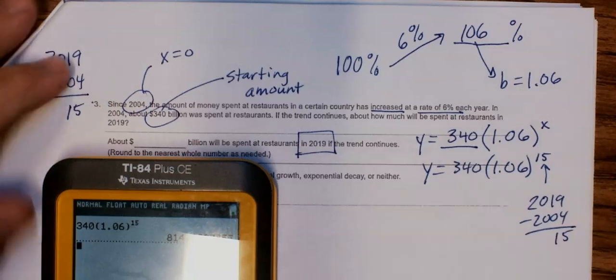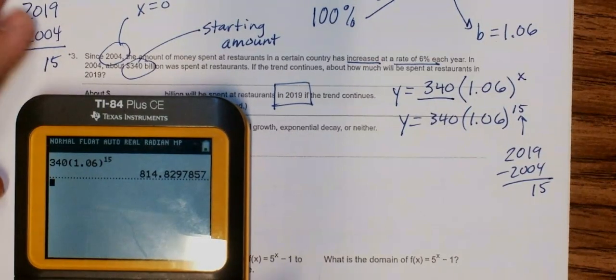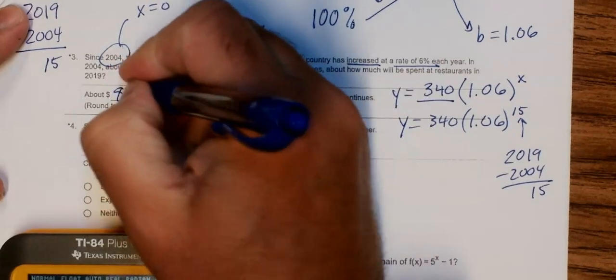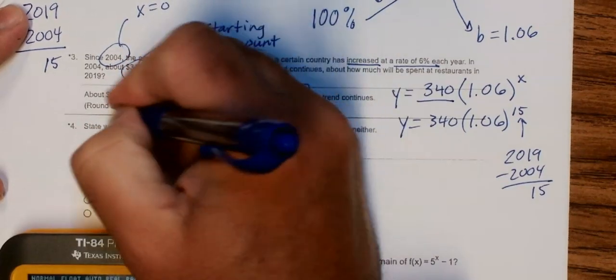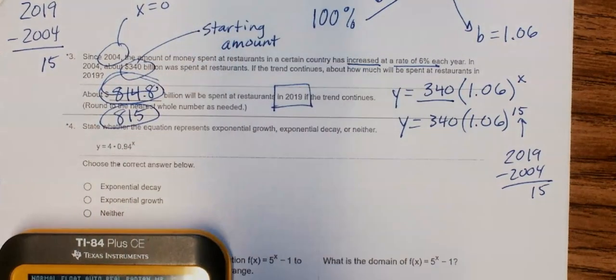And hopefully you got 14.8. And I don't care if you write 814 or 815, one of those two will do. 814.8 or 815, something like that. Just show your work. Where you round to is not the most important thing in the world.